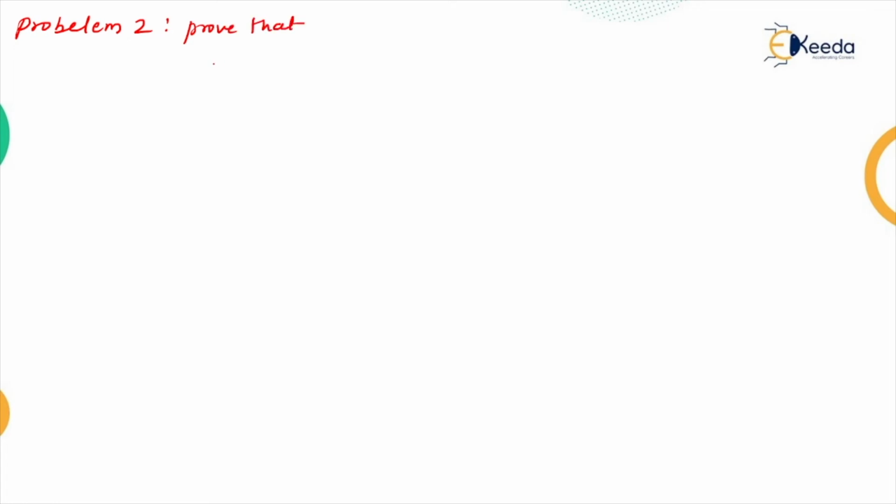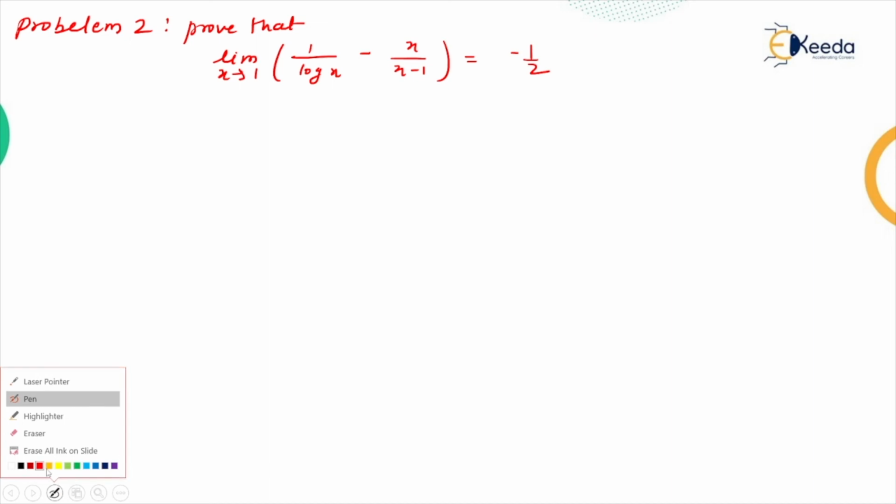Prove that the limit as x tends to 1 of 1 upon log x minus x upon x minus 1 is equal to minus 1 by 2. So we have to prove this. Now we have to take the LHS. So what is LHS, guys? I'm writing the solution.